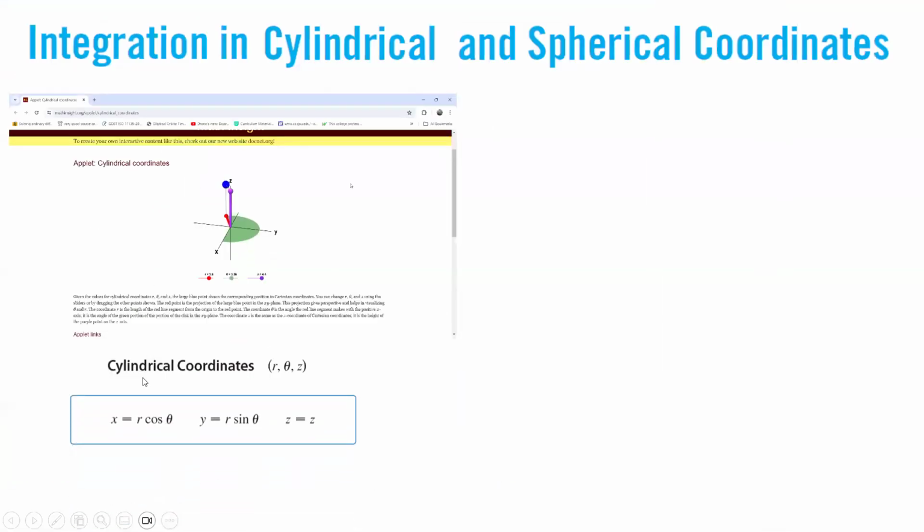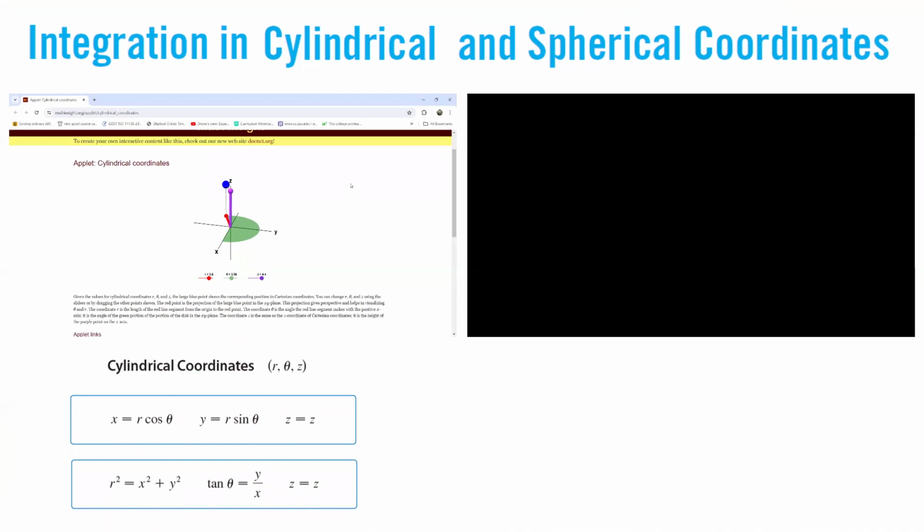When you're working with the cylindrical coordinate system, x is r cosine theta, y is r sine theta, and z is equal to z. And as I mentioned before, this is basically the polar coordinate system extended to space.